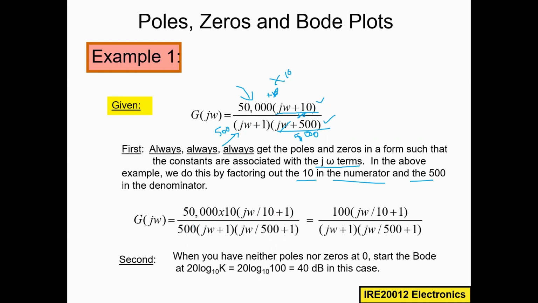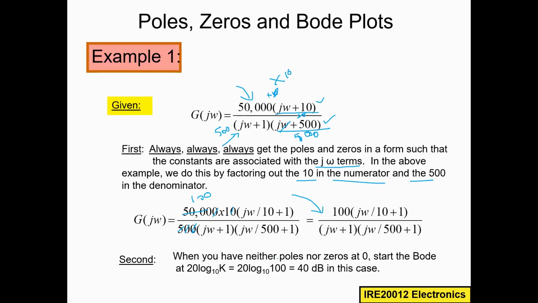So I can simplify more. This pair of zeros is gone, and this pair of zeros is gone, and this 5. So I can represent this as 100 times (j omega divided by 10 plus 1) over (j omega plus 1). So the same equation I simplified, I wrote it in this way.